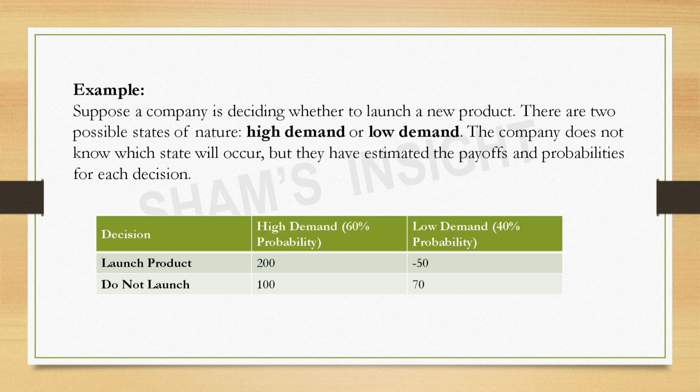Suppose a company is deciding whether to launch a new product. These are the two possible states of nature: high demand or low demand. The company does not know which state will occur, but they have estimated the payoffs and probabilities for each decision. Now the probability for high demand is 60% and for low demand it's 40%. To launch the product, the payoff is 200 for high demand and minus 50 for low demand. Do not launch: high demand 100 and low demand 70.